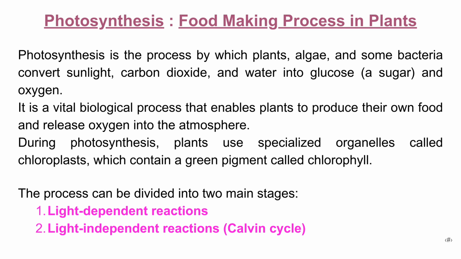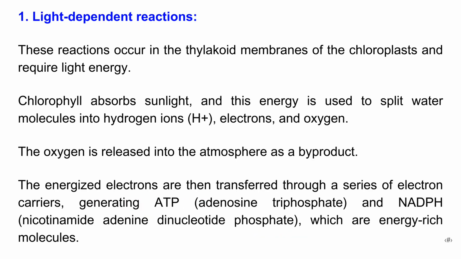The process can be divided into 2 main stages. Light-dependent reactions. These reactions occur in the thylakoid membranes of the chloroplasts and require light energy. Chlorophyll absorbs sunlight, and this energy is used to split water molecules into hydrogen ions, H+, electrons, and oxygen. The oxygen is released into the atmosphere as a byproduct. The energized electrons are then transferred through a series of electron carriers, generating ATP, adenosine triphosphate, and NADPH, nicotinamide adenine dinucleotide phosphate, which are energy-rich molecules.